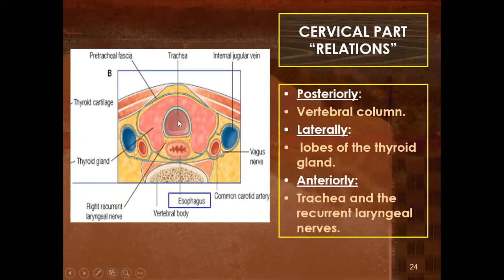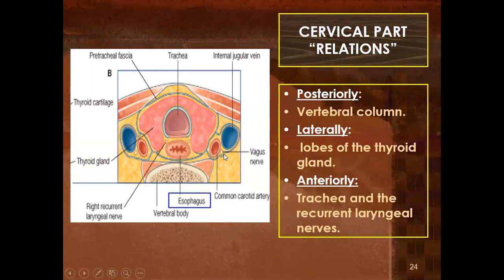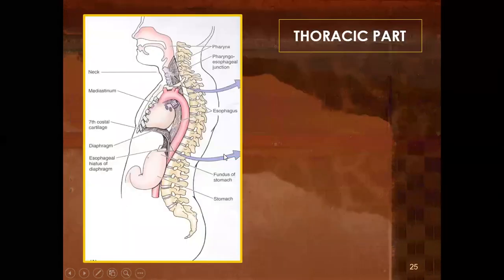So in the front we have the trachea, behind we have the vertebral column, and on the sides we have the lobes of the thyroid gland, as well as the carotid artery, vagus nerve, internal jugular vein, the carotid sheath, whole complete. Everything is there on the sides.